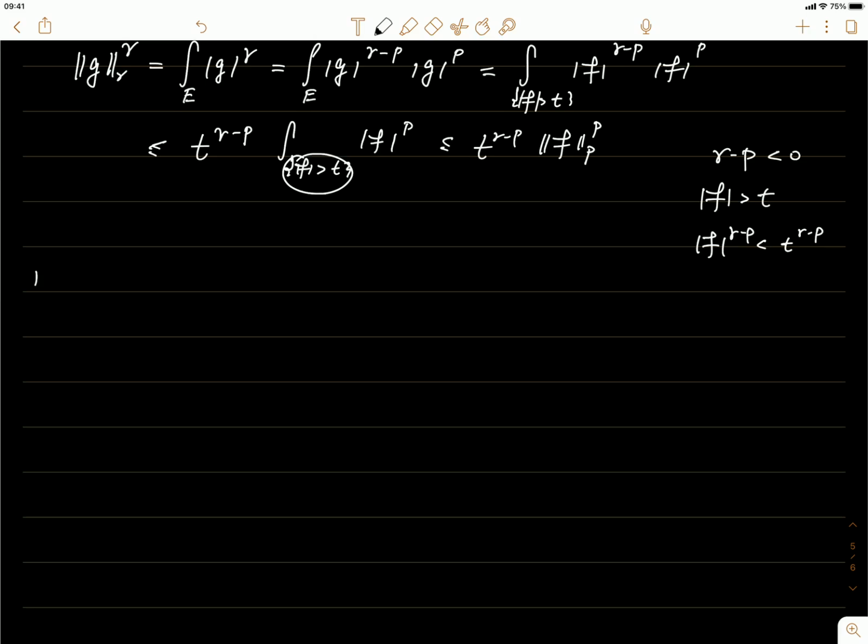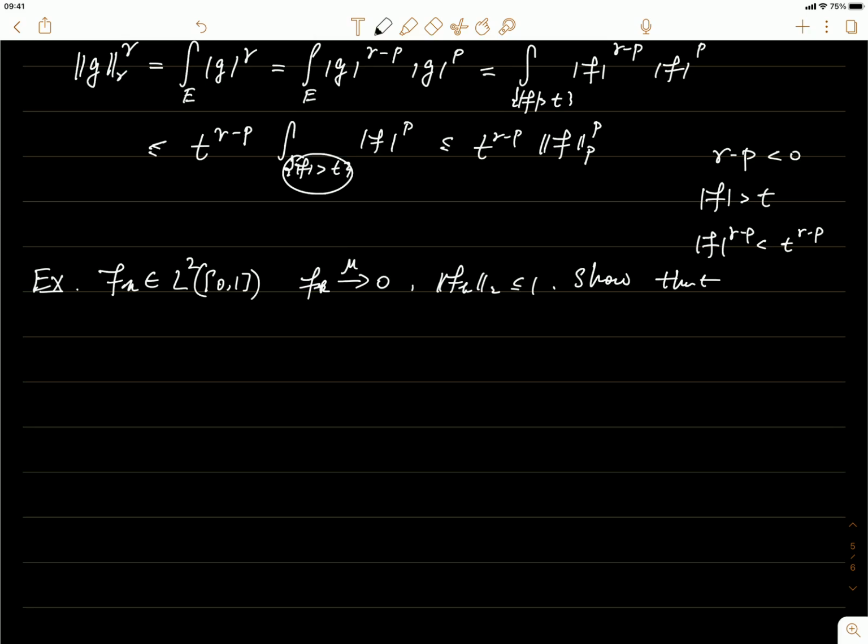Let me show another example. They have the Fk, they are all in L2 over this interval. The Fk converges to 0 in measure. Fk has a 2 norm less than or equal to 1. And I want to show that the limit of this integral is equal to 0.